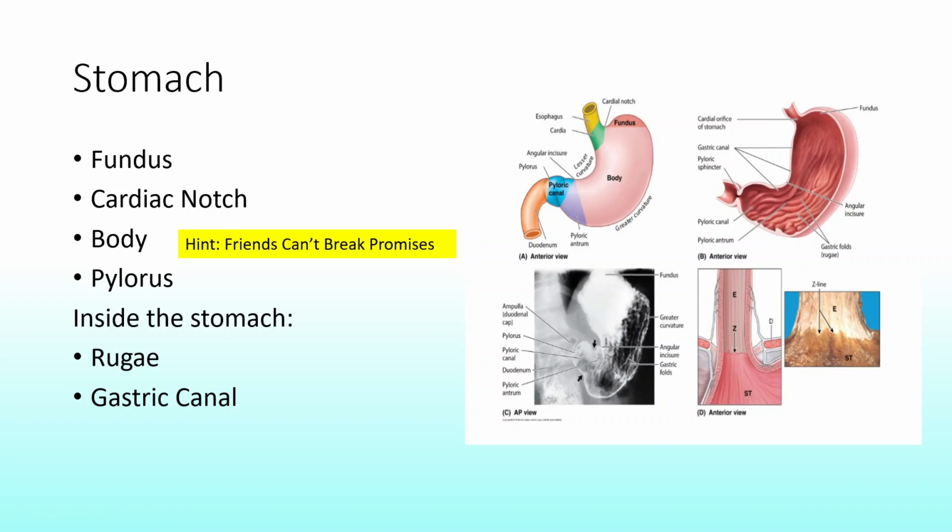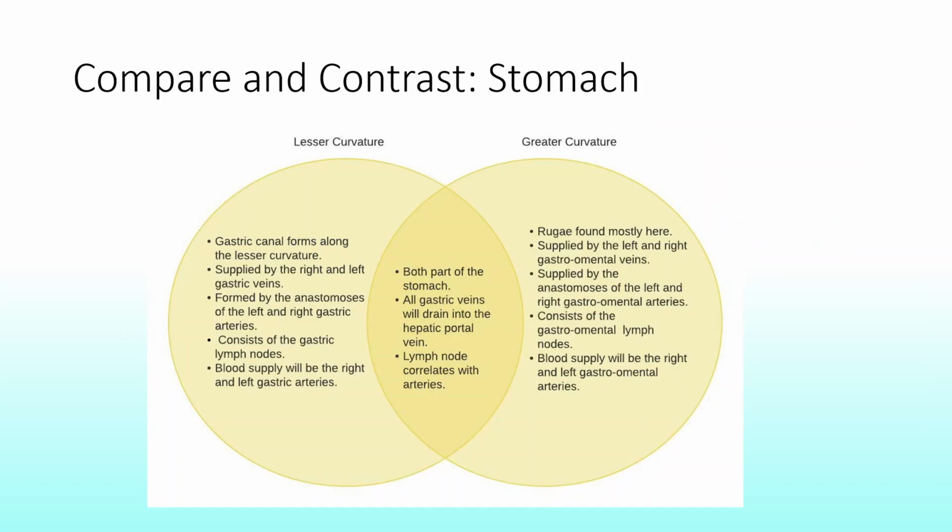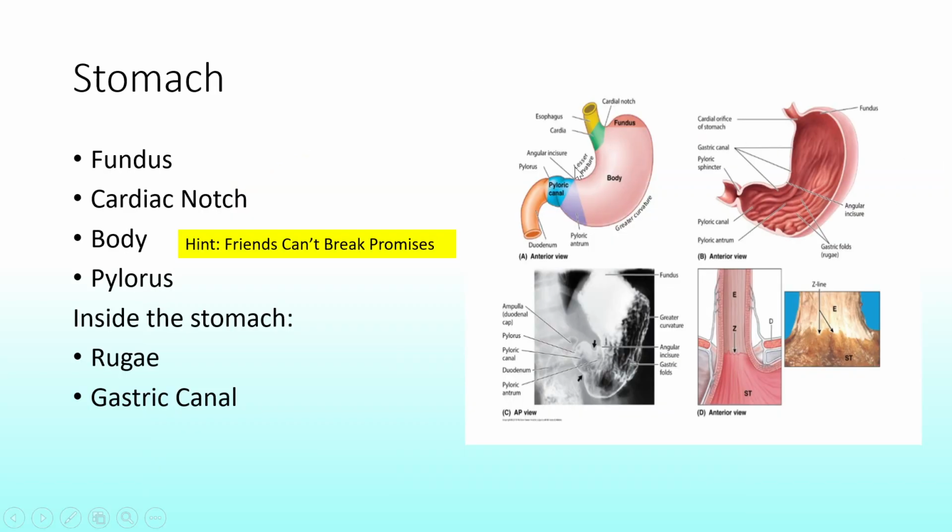Okay? Pylorus has two funnel types, the pyloric antrum, which is a wide chamber, and the pyloric canal, which is a narrow chamber. Inside the stomach, we have the rugae, which are gastric folds, as well as the gastric canal. So now let's do a compare and contrast of the stomach, particularly the lesser and greater curvature, as you can see right here and here.